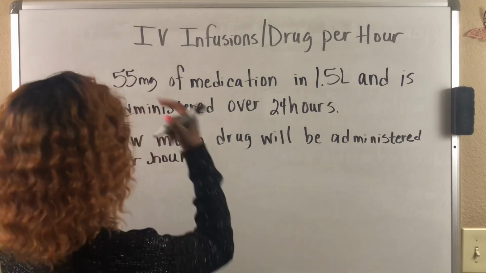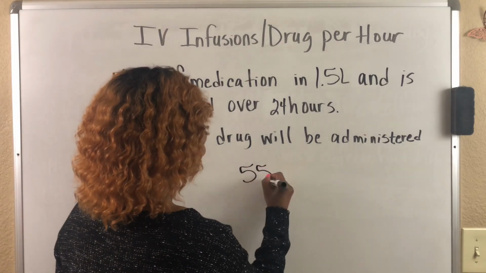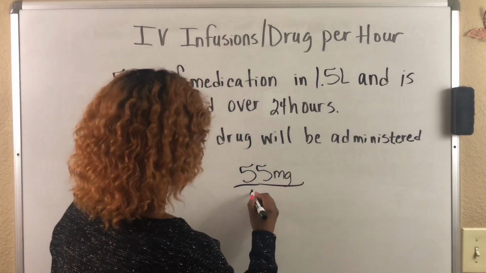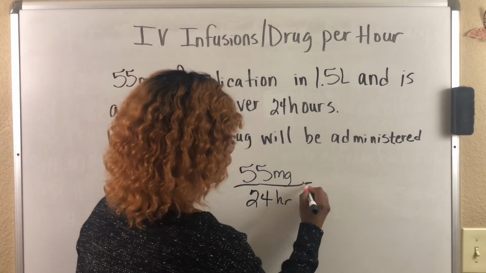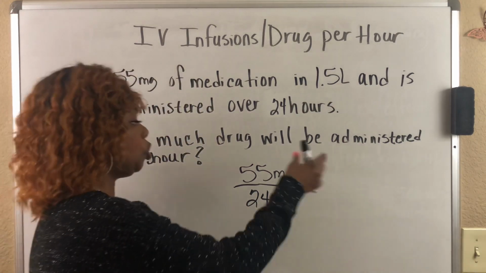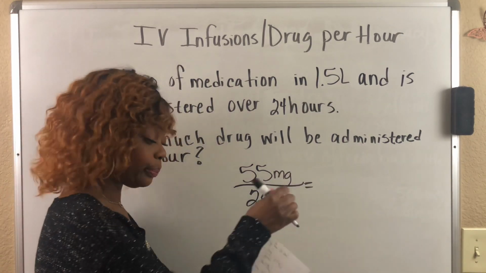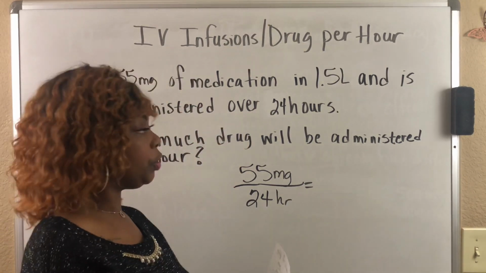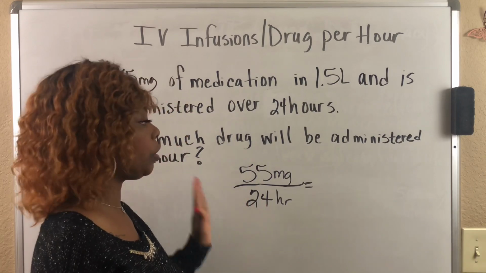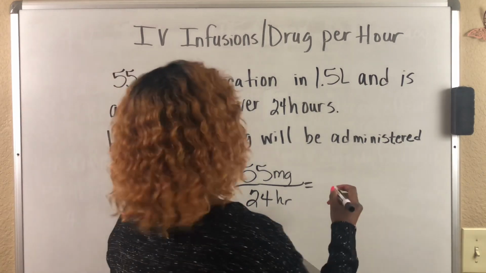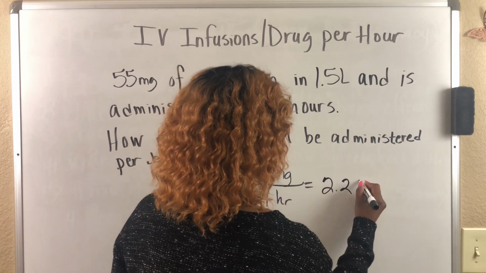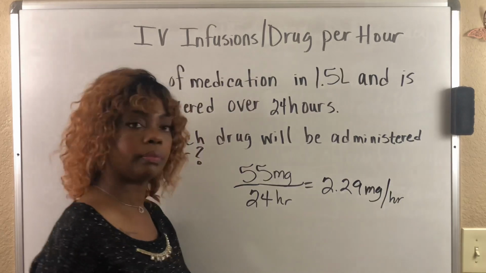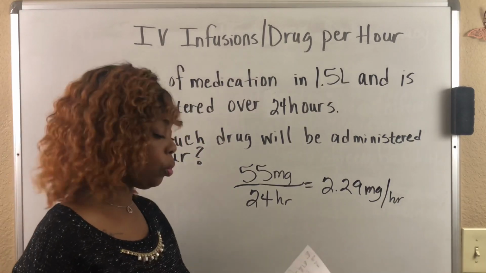All right, so we have 55 milligrams divided by 24 hours. It's just that easy. And we're trying to find out how much drug per hour. Okay? And I already have this written down, but I'm going to give you just a moment. It doesn't take long to put this into your calculator. 55 divided by 24. That is going to give you 2.29 milligrams per hour. All right. I have one more that I'm going to show you.